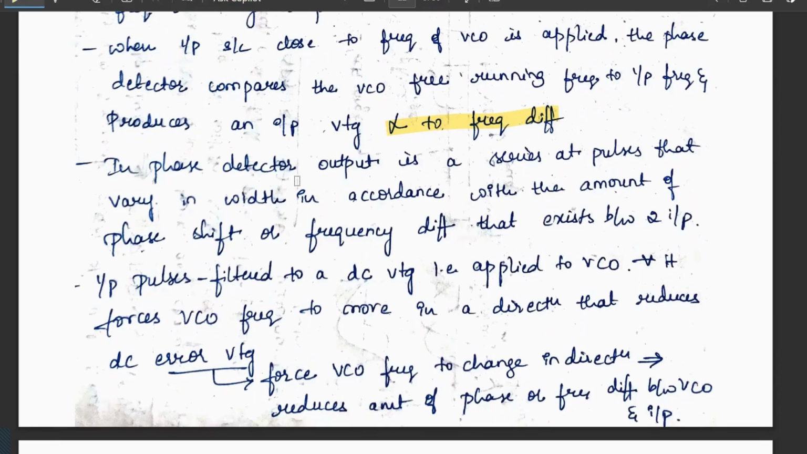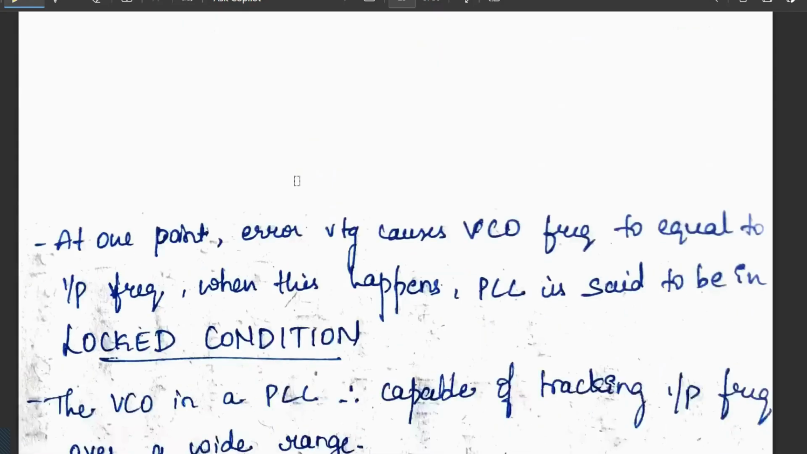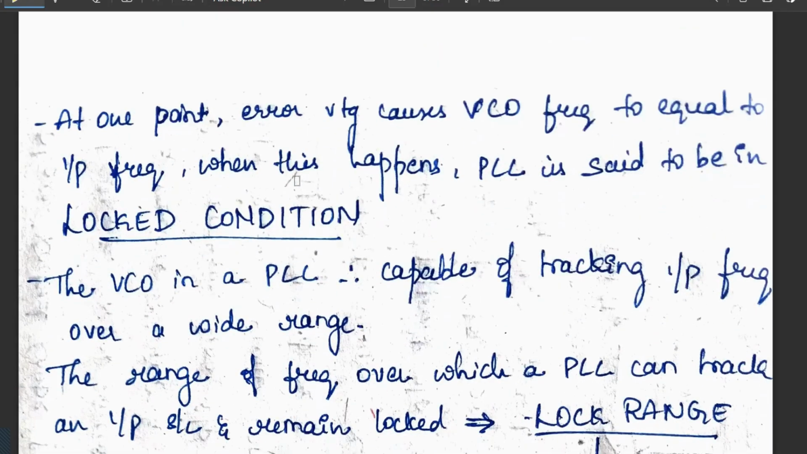The input is filtered into a DC voltage that is applied to the VCO, such that it forces the VCO to move in a direction that reduces our DC error voltage. So what is this DC error? It forces the VCO frequency to change in a direction that reduces the amount of phase and frequency difference between the VCO and the input. At one point, the error voltage causes the VCO frequency to equal the input frequency. When this happens, the PLL is said to be in the locked condition.